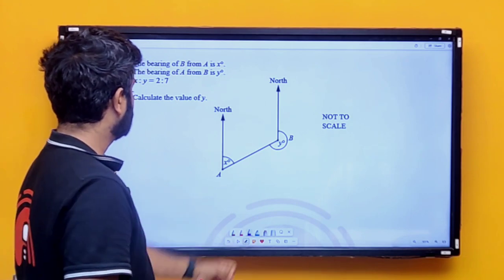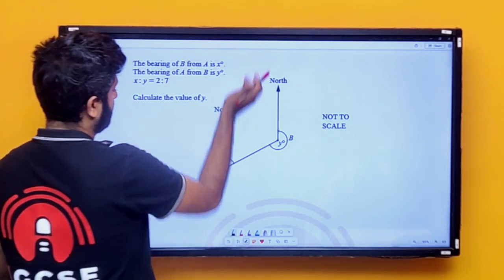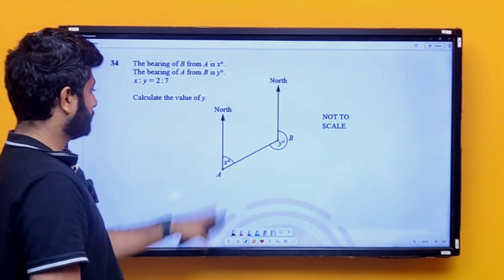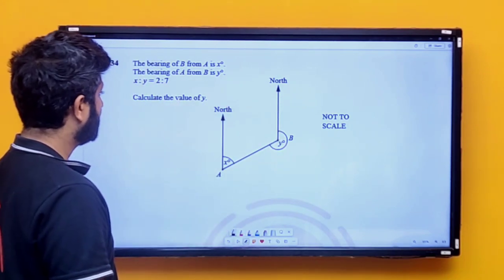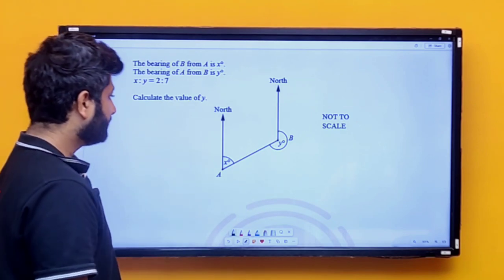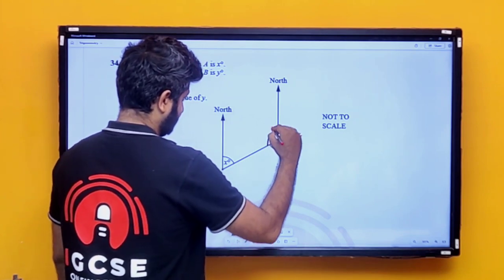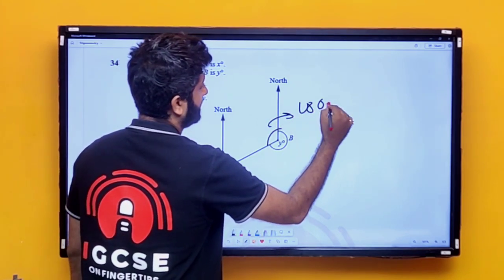Now if this is X, the second angle will be 180 minus X. Why? Because they are co-interior angles, they add up to 180. Now X to Y is 2 is to 7, right? So we can write this ratio as 2A and 7A.